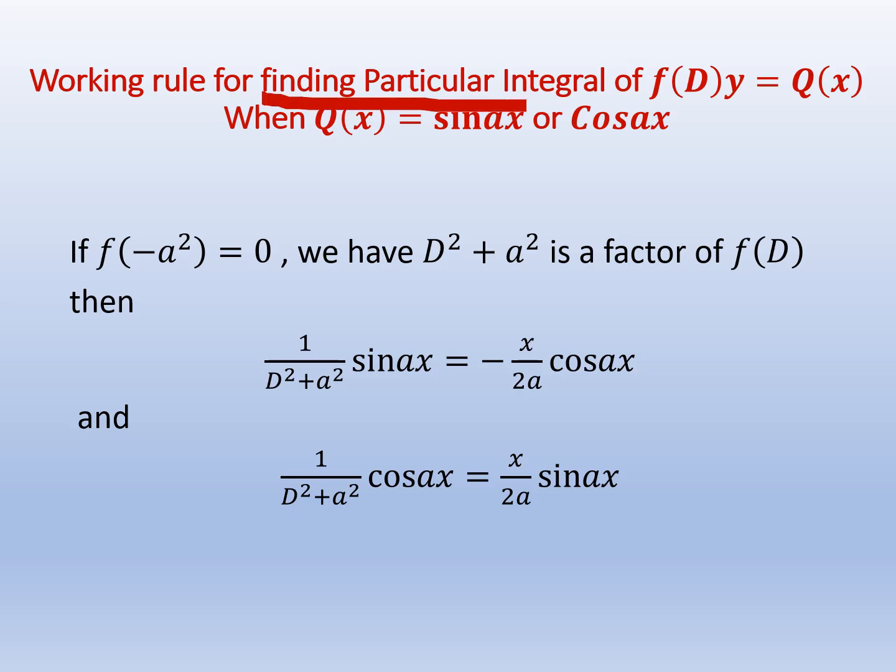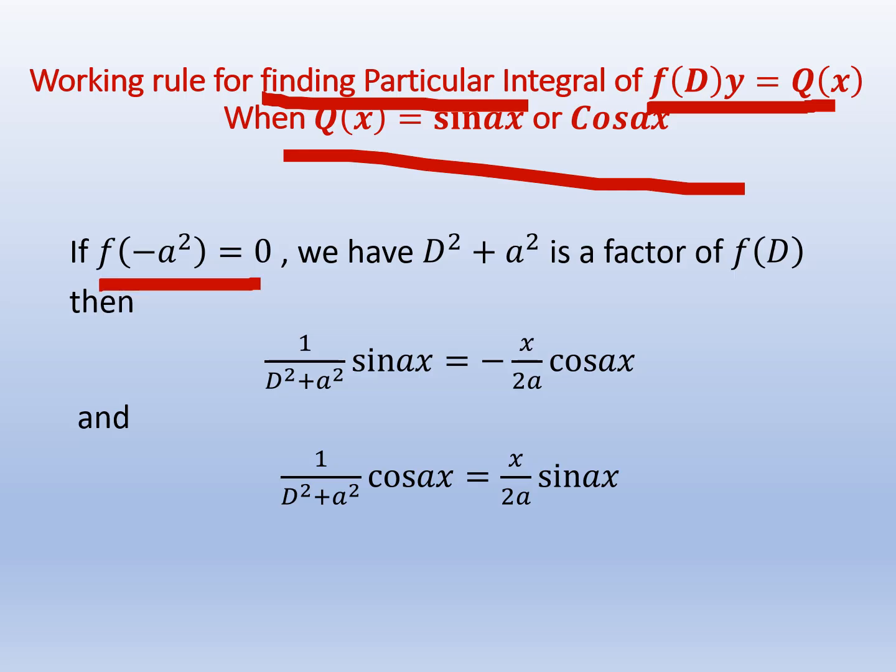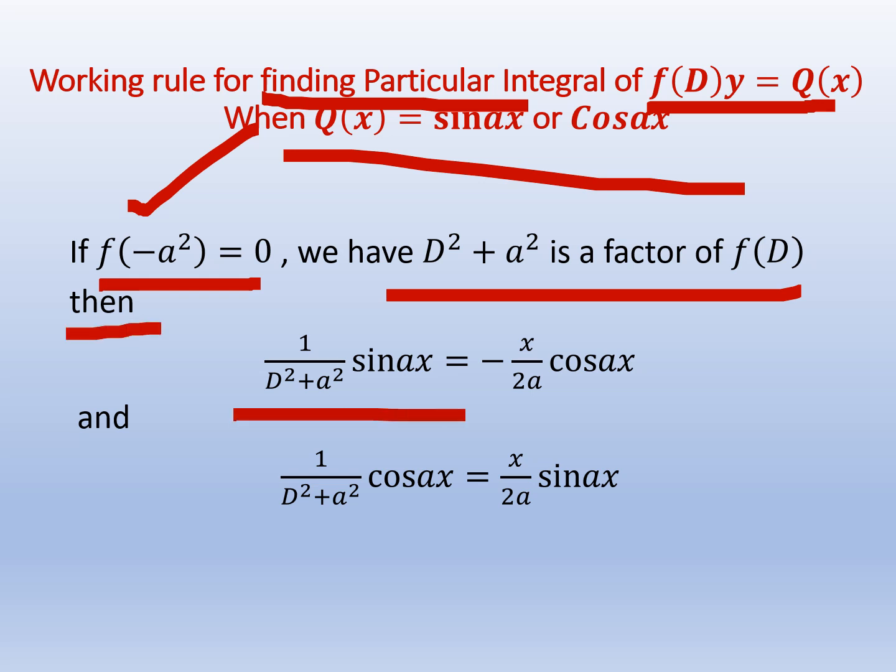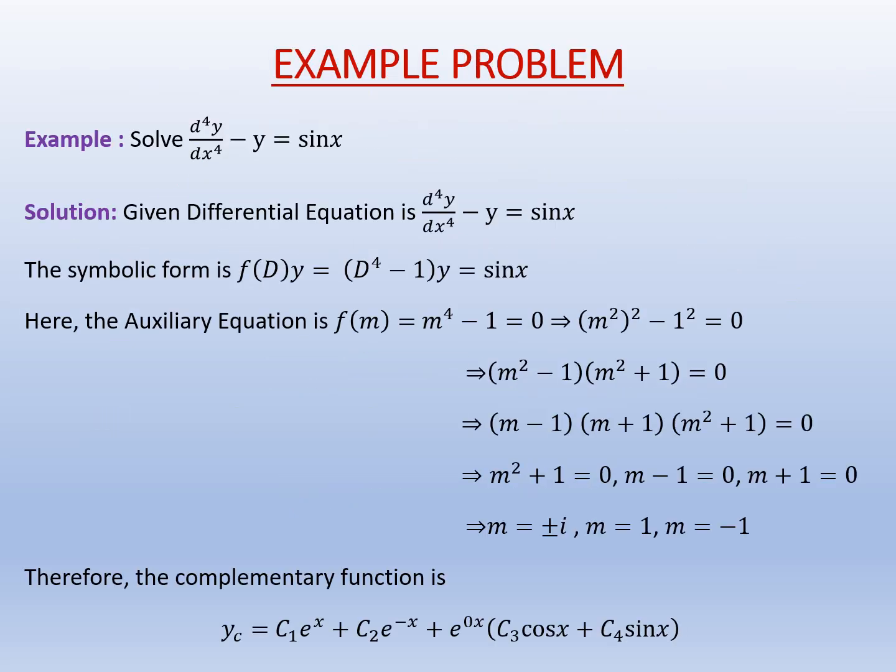Working rule for finding particular integral of f of D y equals Q of x, when Q of x is sin ax or cos ax, for the case f of minus a square equals 0. When f of minus a square equals 0, we have d square plus a square as a factor of f of d. Then our particular integral yp, which is 1 by d square plus a square into sin ax, will be equal to minus x by 2a into cos ax, and also the particular integral yp, which is 1 by d square plus a square into cos ax, will be equal to x by 2a into sin ax. Let's see an example problem for the case f of minus a square equals 0.